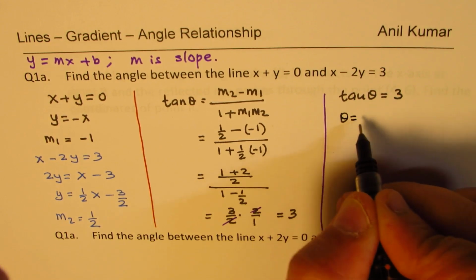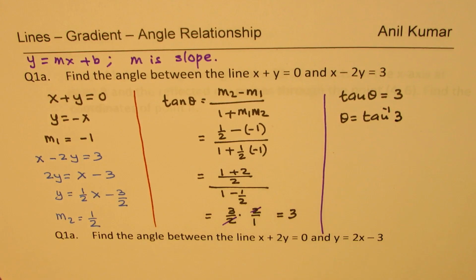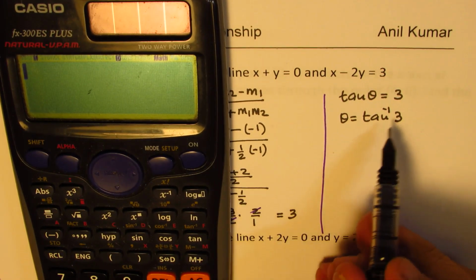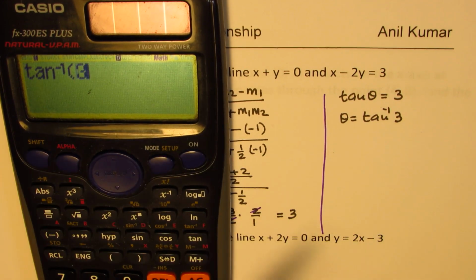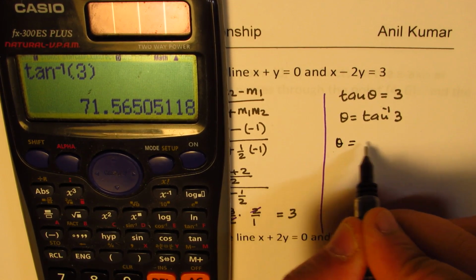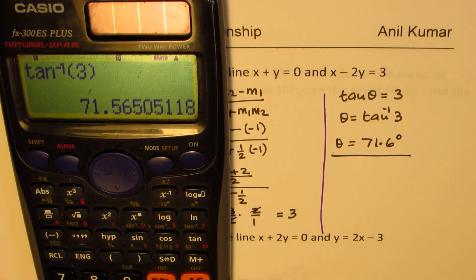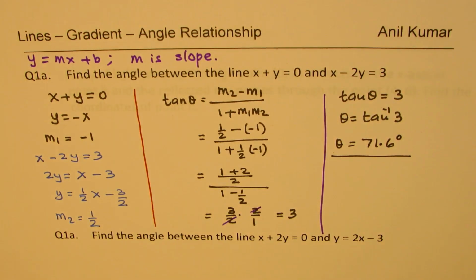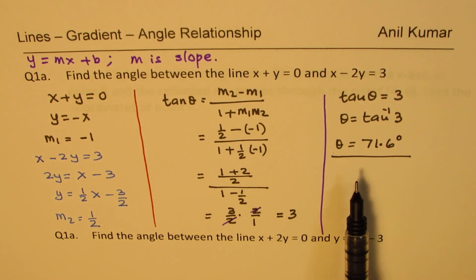So theta equals to arctan or tan inverse 3. So let's use the calculator to find the angle, right? You could write tan inverse 3 also. So shift tan inverse 3 equals to 71.56. So theta equals to 71.6 degrees. Do you see that? So that is how we can find the angle between the two lines, right?